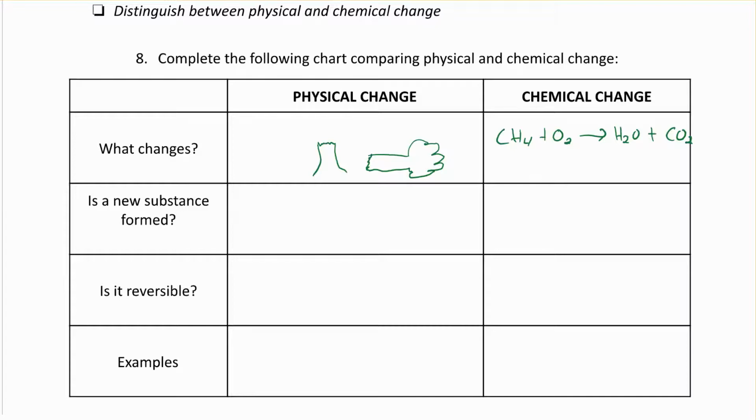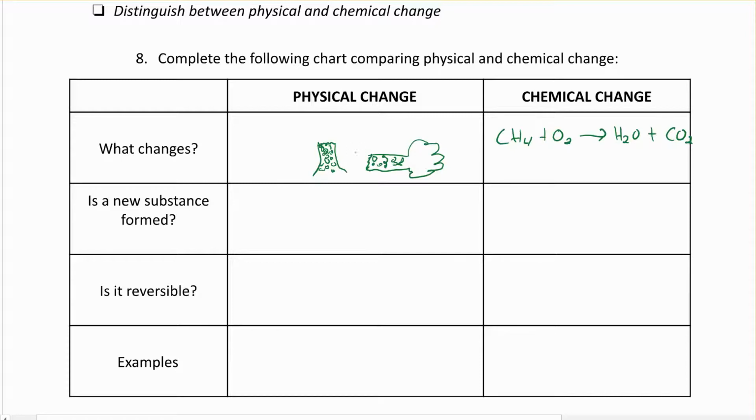Okay, so for number 8, it says complete the following chart comparing physical and chemical change. The first one says what changes, and I drew a picture of a tree because this is a common physical change, right? What changes is actually just the arrangement of the atoms within the substance. In this case, this tree was standing up, right? It hasn't made a new substance. All that happened was all those atoms have just changed place.